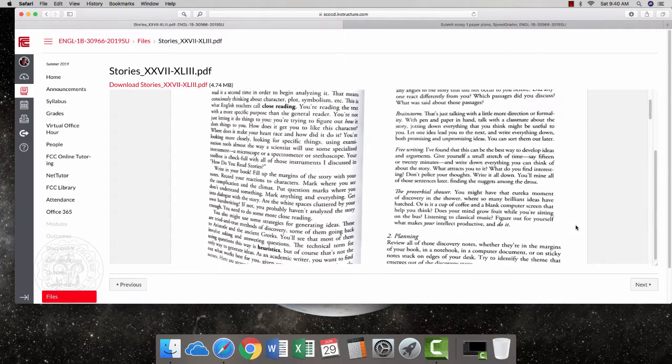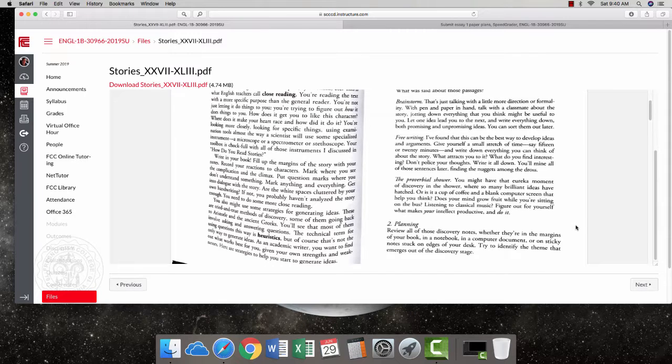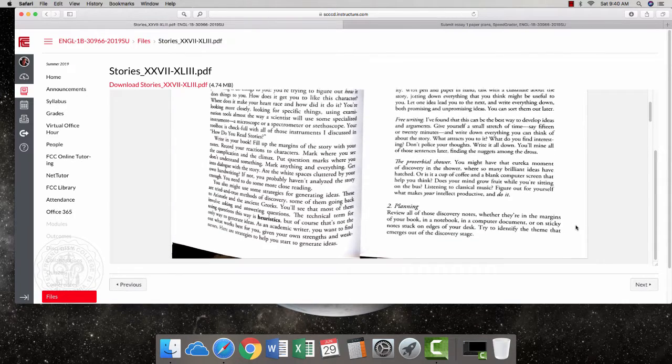Okay, brainstorm. That's just talking with a little more direction or formality. With pen and paper in hand, talk with a classmate about the story, jotting down everything that you think might be useful to you. Let one idea lead you to the next and write everything down, both promising and unpromising ideas. You can sort them out later.